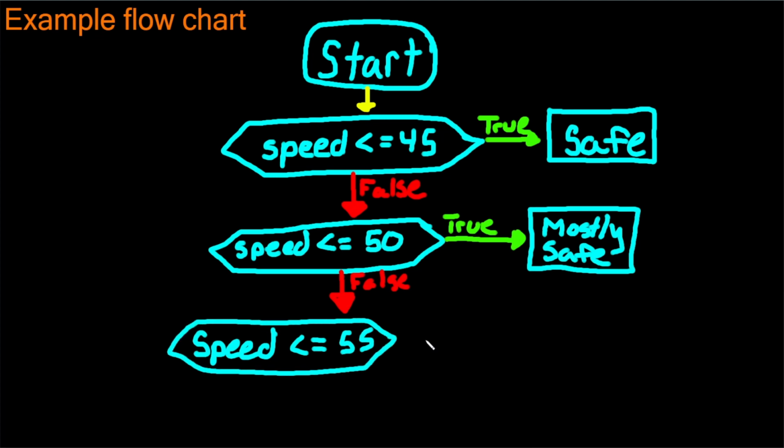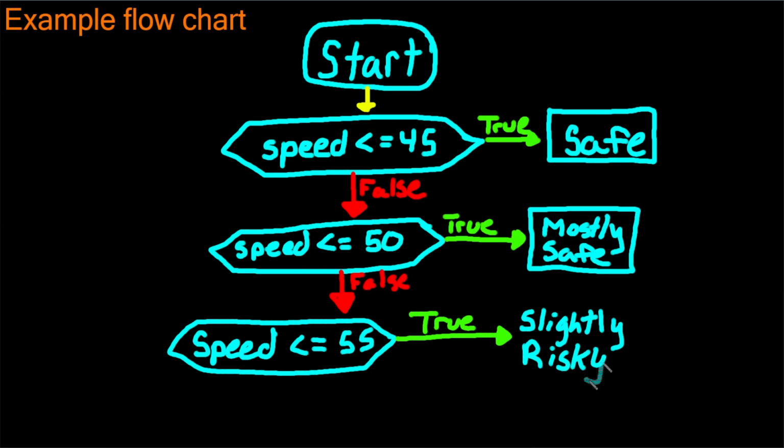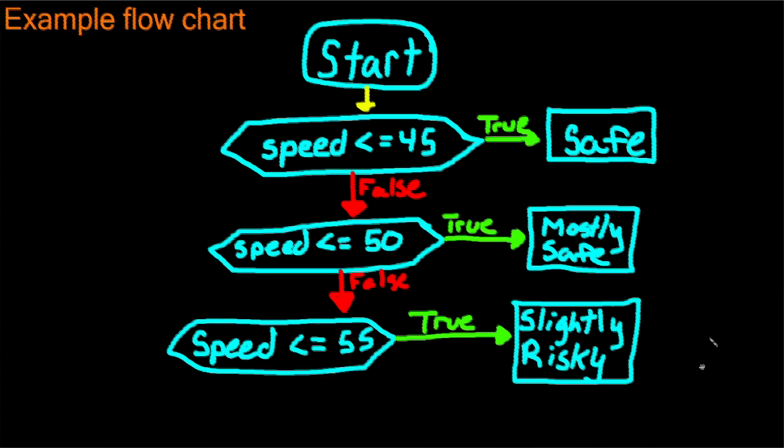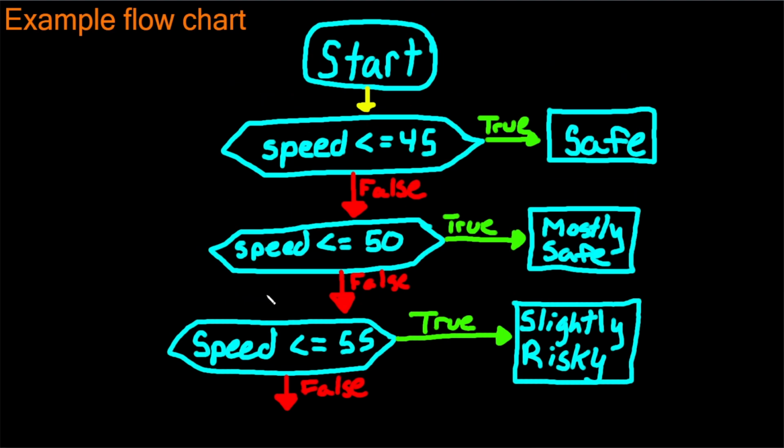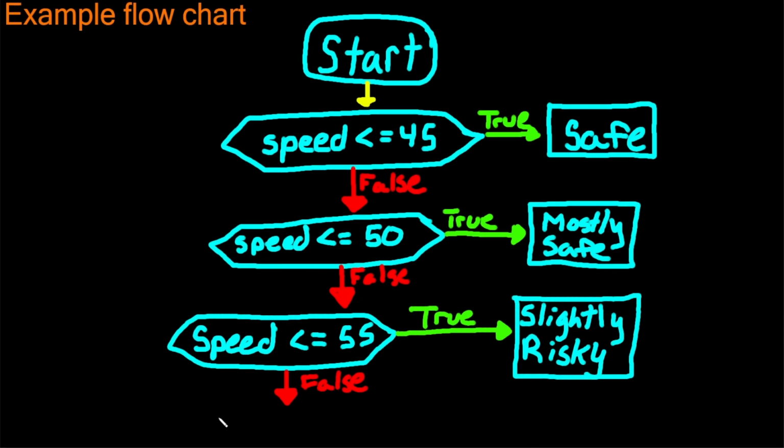Speed is less than or equal to 55. Now, if that's true, then we're slightly risky and we'll print that out. But if that's false, it's time for our catch-all, the else. And that would be just if speed is greater than 55. We don't even need to put that, though, because the else doesn't need an if statement. So it would just be otherwise very risky, and it would just print out very risky because that came after the else.